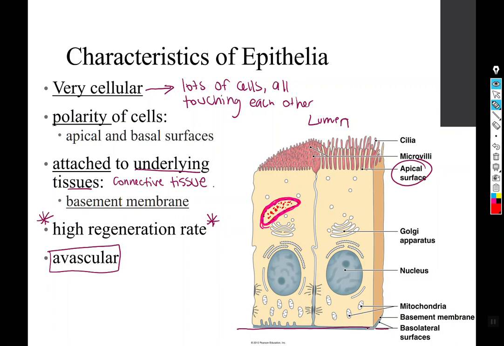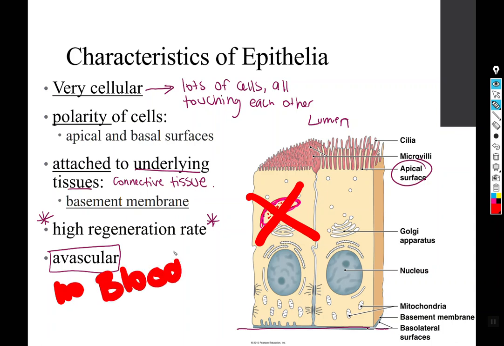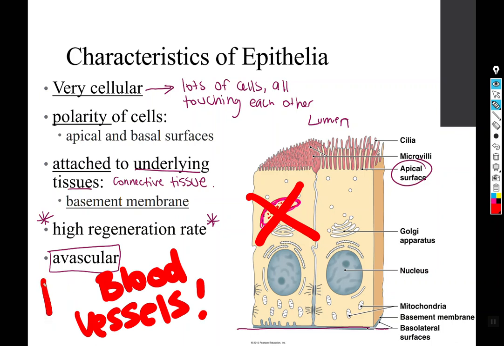So this is super normal to have in connective tissue, not so in epithelia. So no blood vessels! Let's make that no a little bit clearer. No blood vessels. So you only see these in connective tissue, not in epithelia. Epithelia rely on diffusion from the cells below them to get that done.